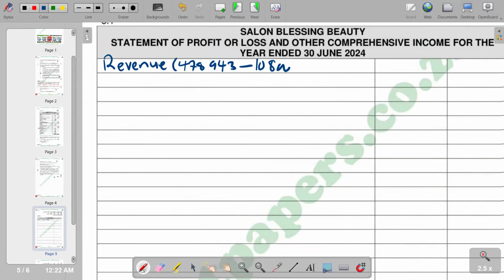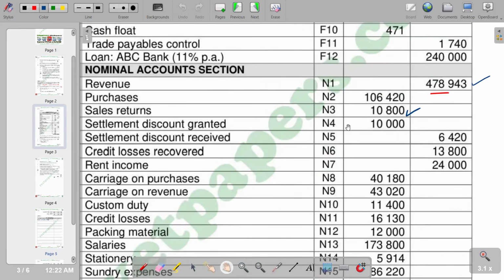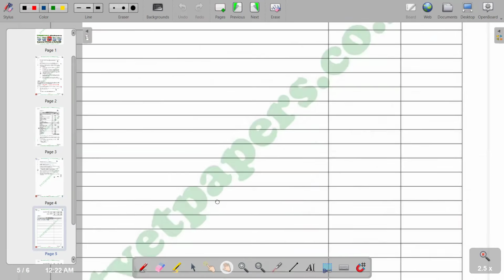Then we check if we have further adjustments or subtractions which need to be done on the revenue. If you go down, you see that we also have settlement discount granted of 10,000. This is also supposed to reduce the figure for our revenue. So we come here and reduce again by 10,000.